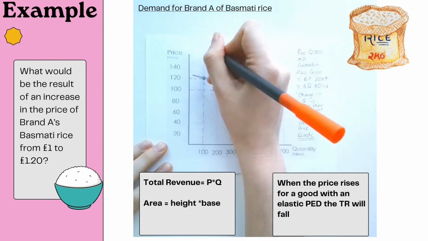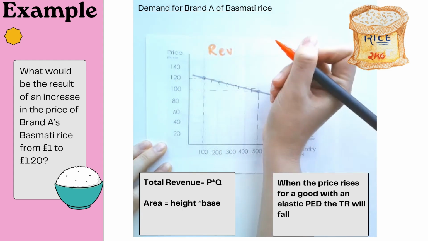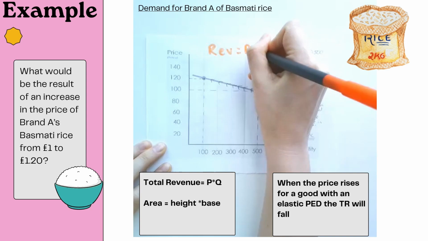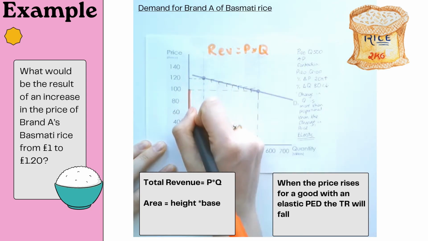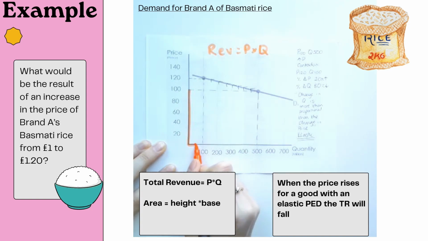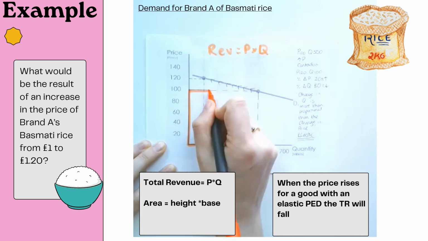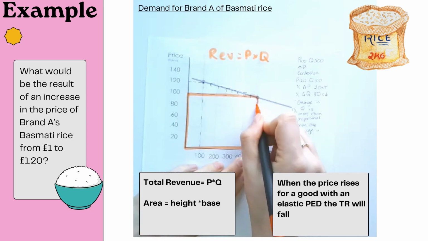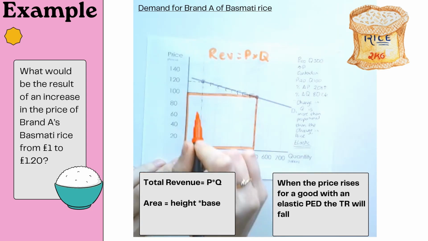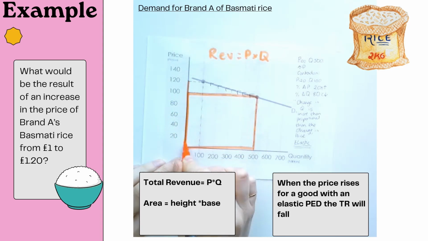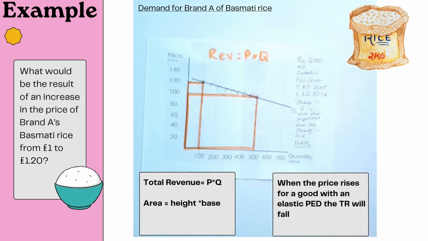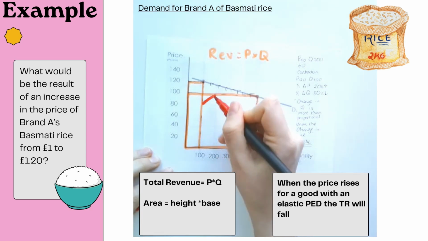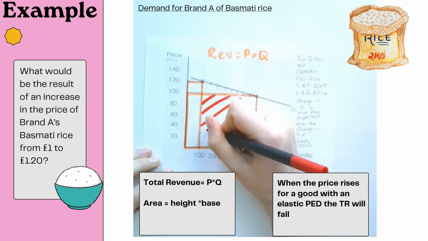Another key piece of information that you absolutely have to note down is that when you see an increase in price for a good that is elastic, you are expecting to see a fall in total revenue. You can see here that revenue is calculated by doing price times quantity. And you know that the area of a rectangle is base times height. So the area of those rectangles represents the total revenue. We can see that the first rectangle was much bigger than the second rectangle, and so total revenue has fallen.